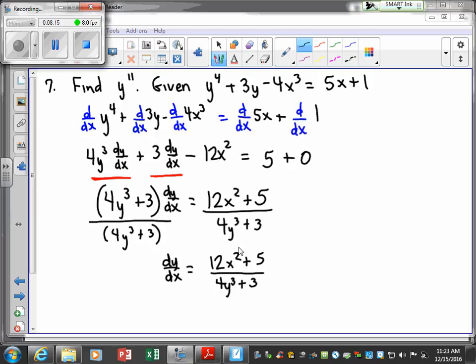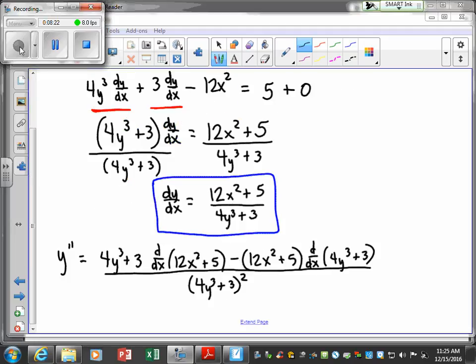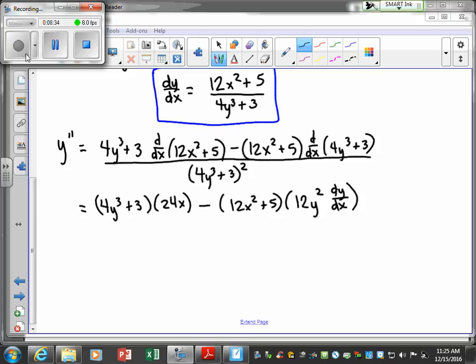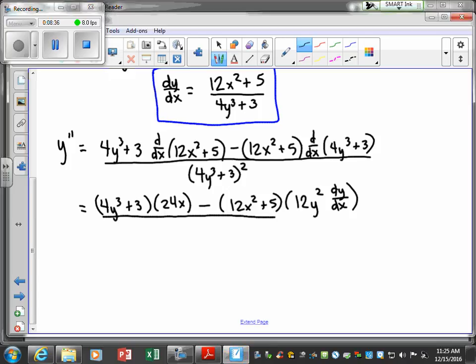Quotient rule, right? Low d high minus high d low over the square of what's below. So set that up. Okay, check your work on that. Over the square of what's below. This next step, we're going to just focus on taking the derivative here and the derivative here. Okay, so you have all that. Oops, and don't forget over the square of what's below. So check your derivatives there.